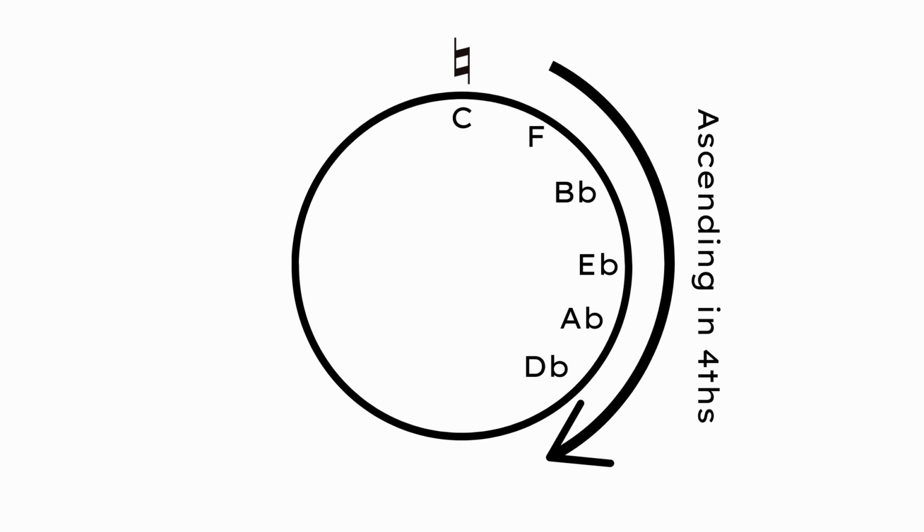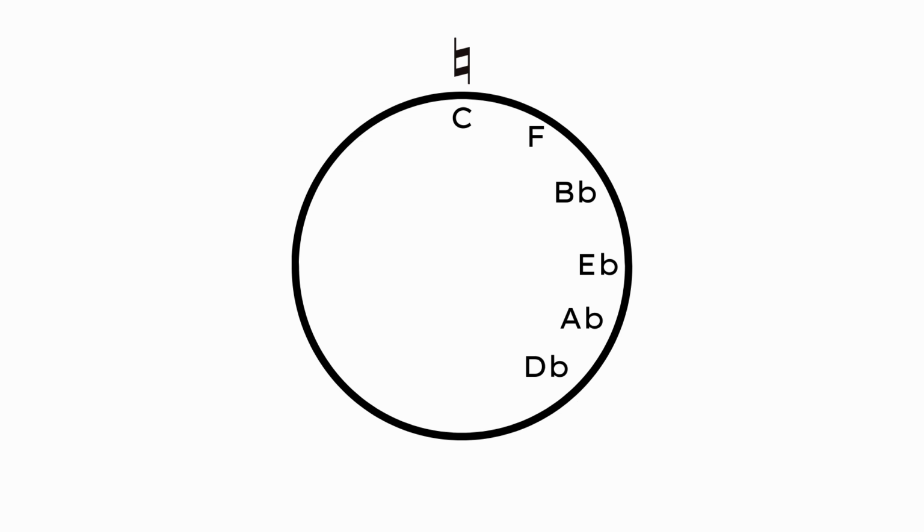As you move clockwise around the circle, one flat is added to each key. So if the key of C major has 0 flats, the key of F will have 1 flat, B flat will have 2 flats, E flat will have 3 flats, A flat will have 4 flats, and D flat major will have 5 flats. Not only does the circle of fourths help you to identify keys, but it also tells you which flats and sharps are in a key.